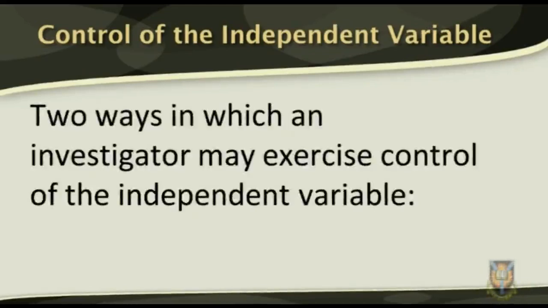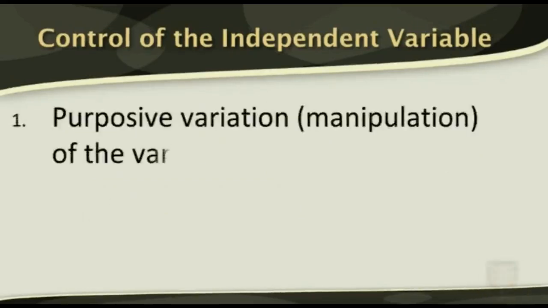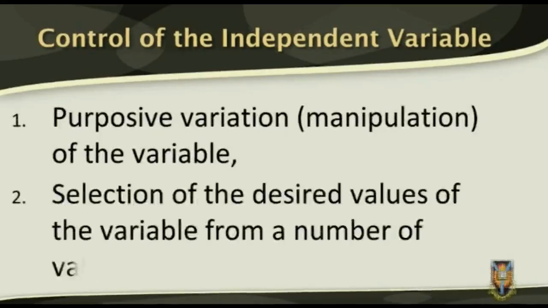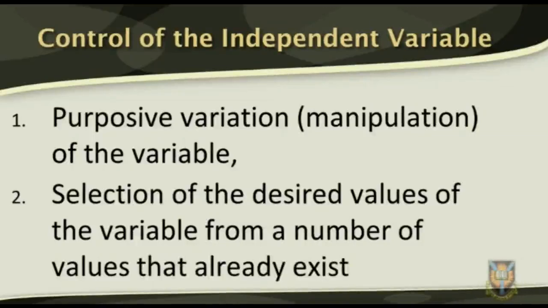Control of the independent variable. I have said that control of the independent variable occurs when the researcher varies the independent variable in a known and specified manner. There are two ways in which an investigator may exercise control of the independent variable. One, purposive variation, that is, manipulation of the variable. Two, selection of the desired values of the variable from a number of values that already exist.